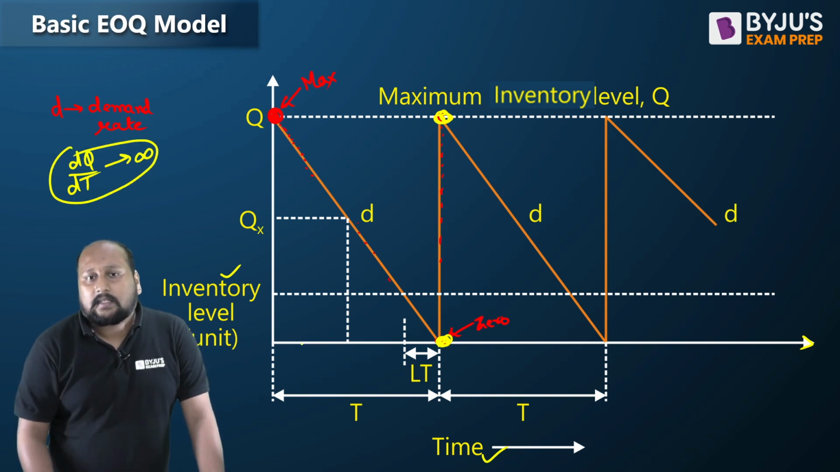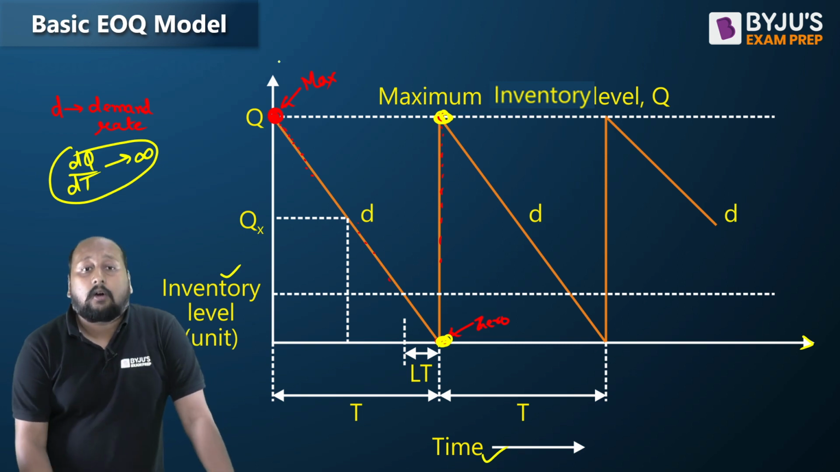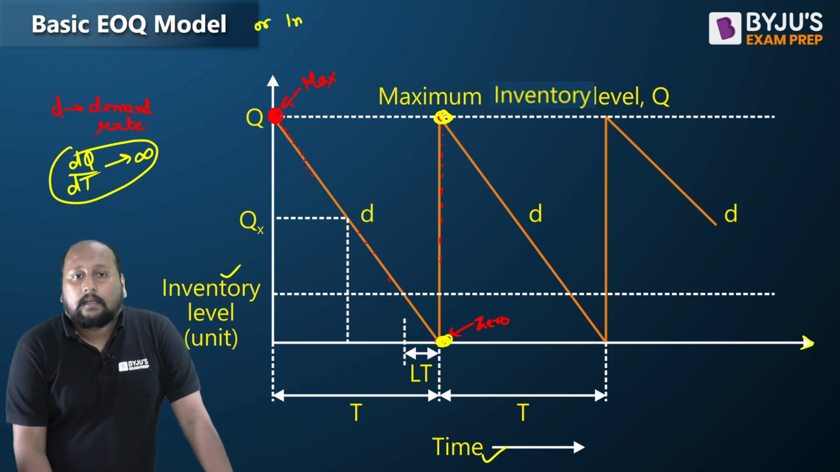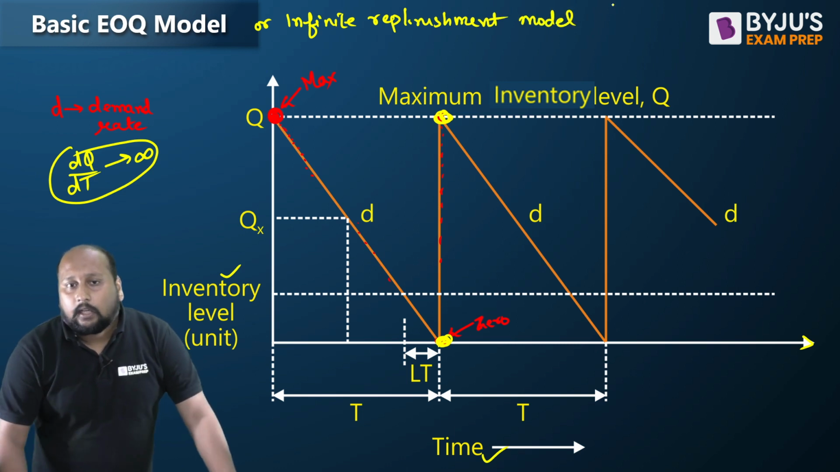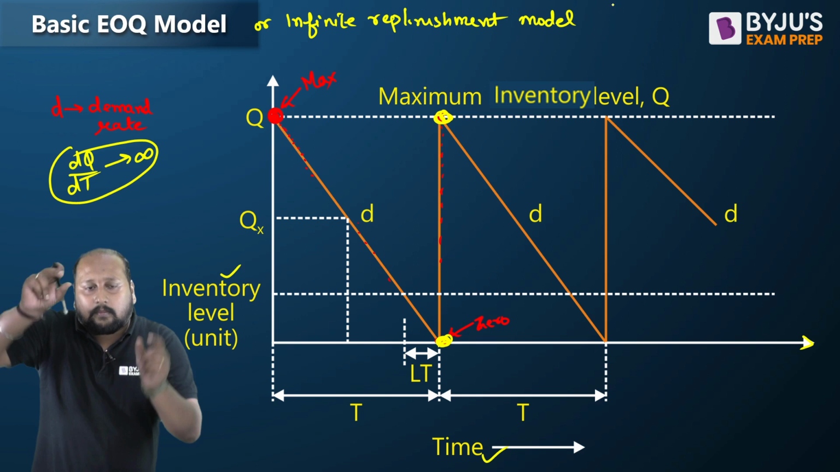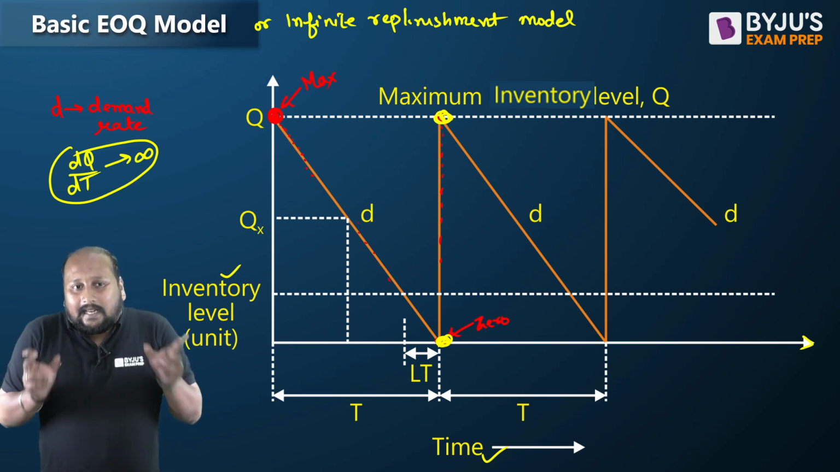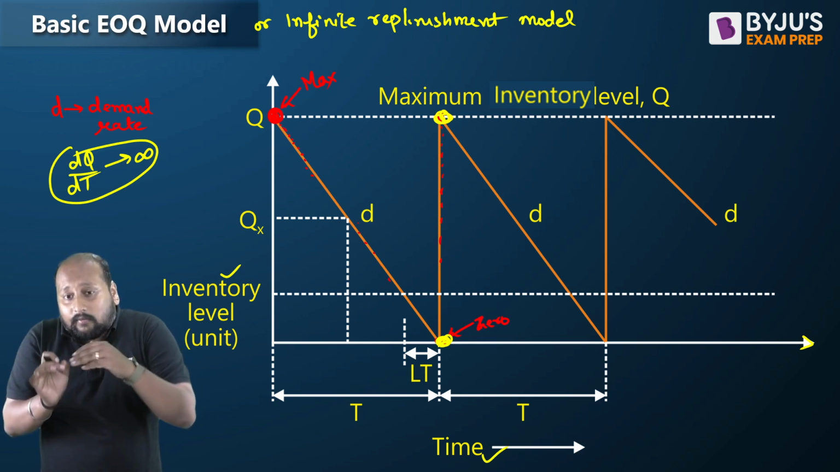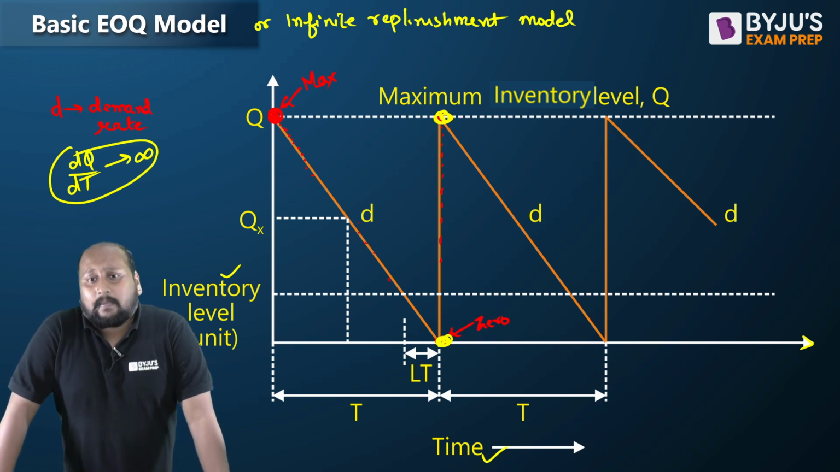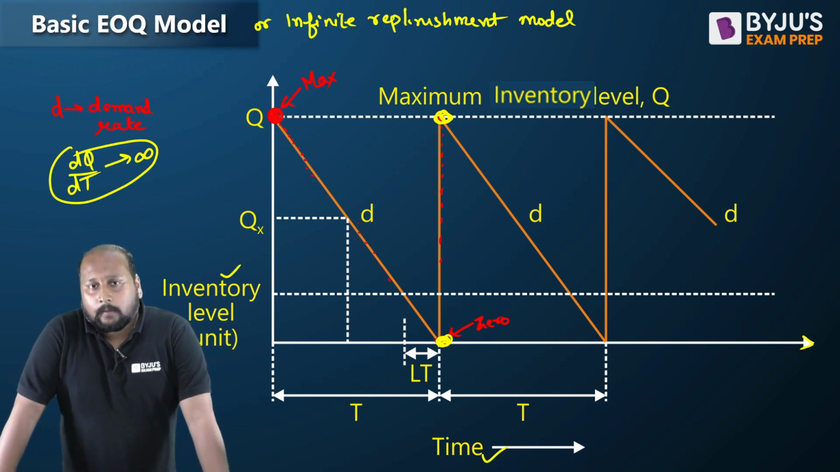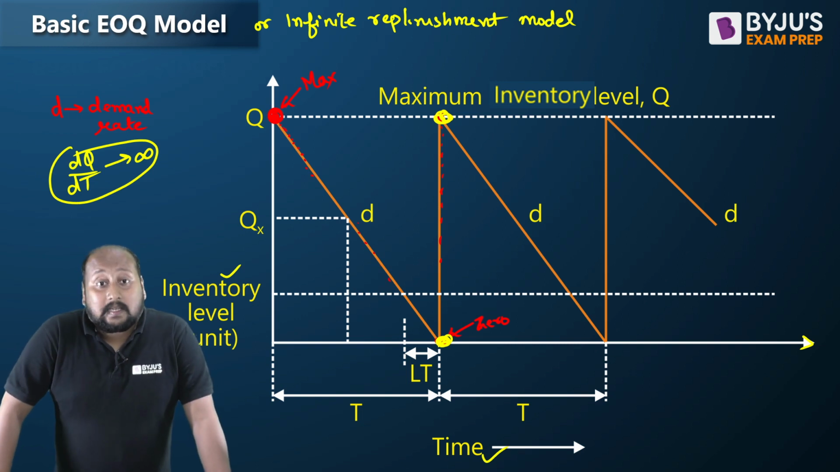And that is the reason we call this basic EOQ model also the infinite replenishment model, because at that moment the inventory is going from 0 to maximum. There is no change in time period happening. Delta T is 0, Q is going from 0 to maximum. So that is the reason we call this the infinite replenishment model.